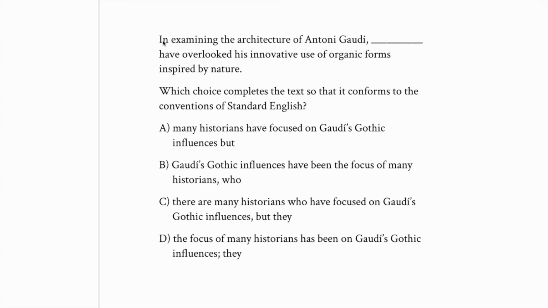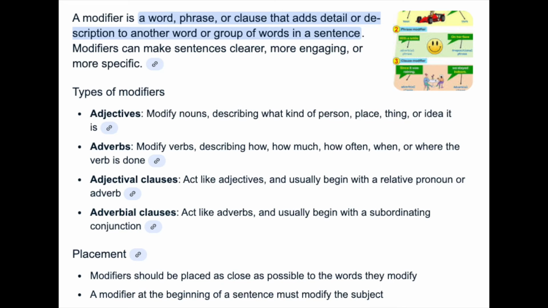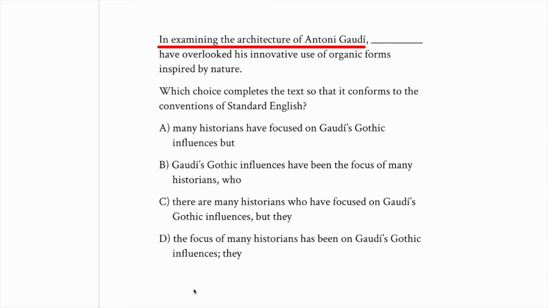Now, what is meant by the term modifier? A modifier is just something that modifies or describes something else in the sentence. And we could get into different types of modifiers, but with these questions, it's just going to be something that opens the sentence. Like in this case, "in examining the architecture of Antoni Gaudí." Okay, so that is describing something. And then the key to getting the right answer is that whatever it's describing needs to come right after the comma. In other words, whatever this stretch here is describing, that noun needs to come first.